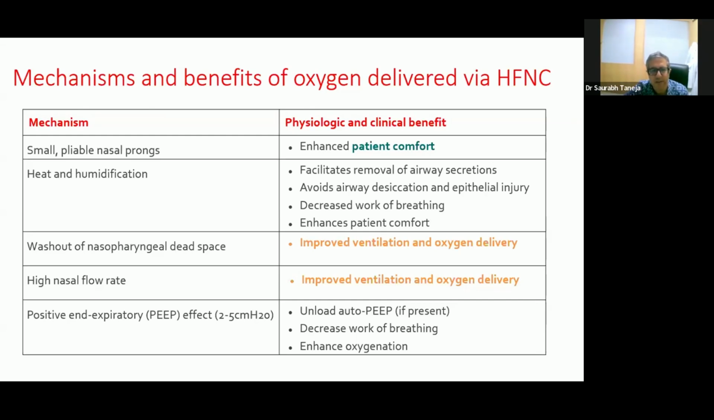There is washout of nasopharyngeal dead space with the high flow rates. And as I told you, there is a PEEP effect given to the patient of around 2 to 5 centimeters of water, which again decreases the work of breathing and makes the patient more comfortable. Next slide, please.